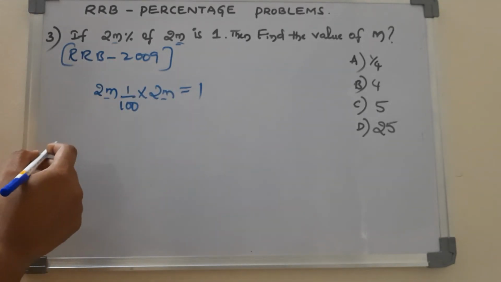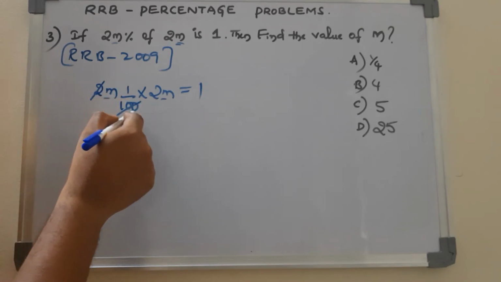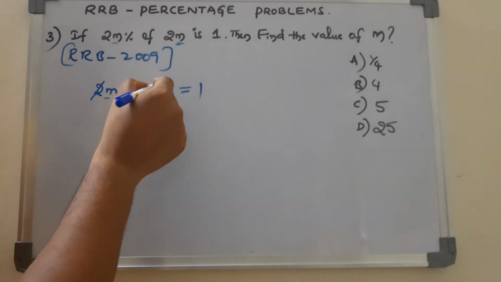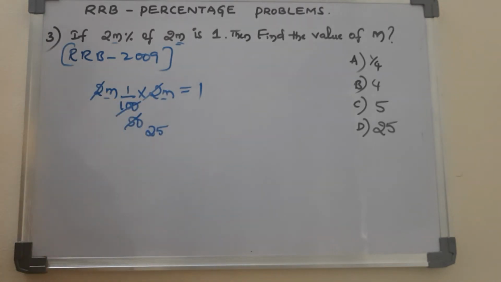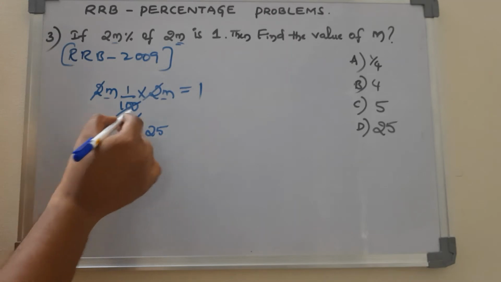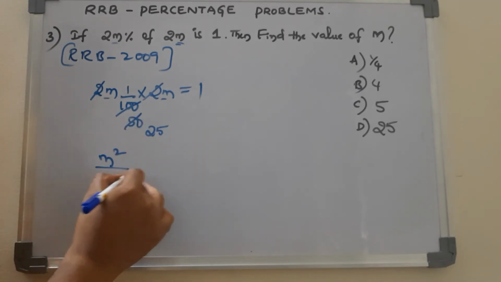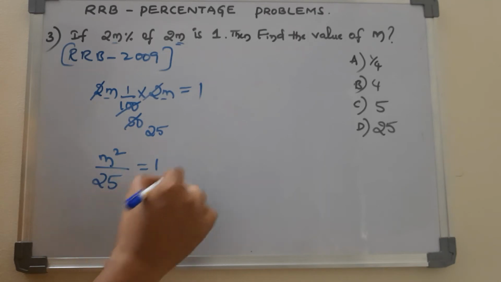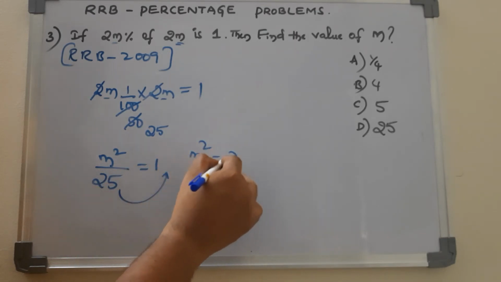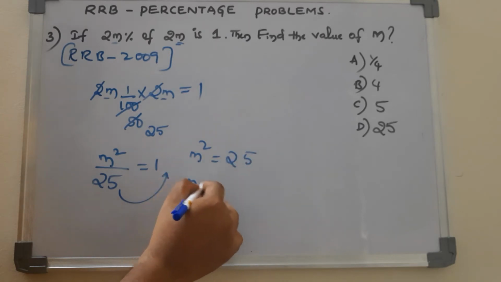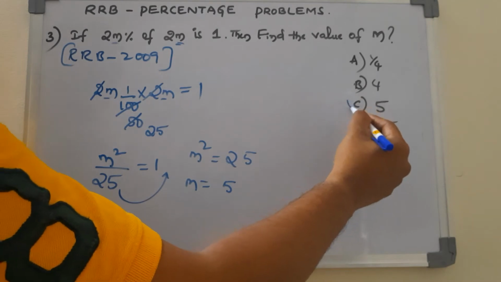From this one, 2 into 2 over 100, cancelling, we get 25. Here m into m is m square by 25 is equal to 1. Just take this 25 across, m square is equal to 25, m is equal to 5. Okay, this value of m is 5.